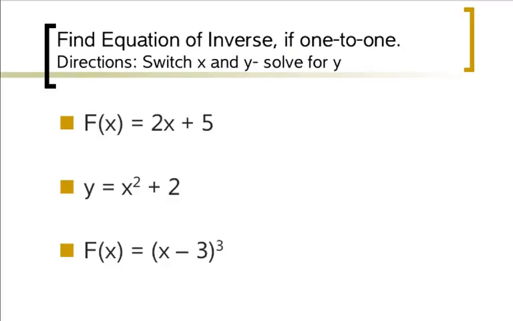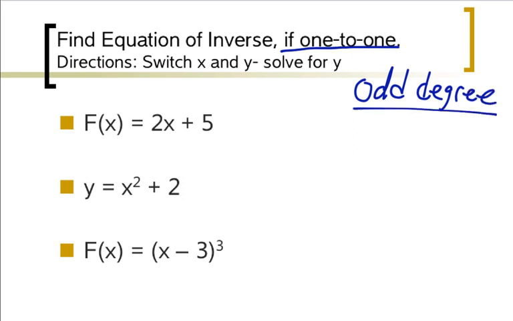So now we're going to take a look at equations. Now again, you find the equation of the inverse if it's one-to-one. Now we talked about in the last lesson that generally it's odd exponents, in other words odd degree functions that are actually one-to-one. So one-to-one is usually an odd degree, and what that means is that the exponent has a highest power of 1 or an odd number like 3.